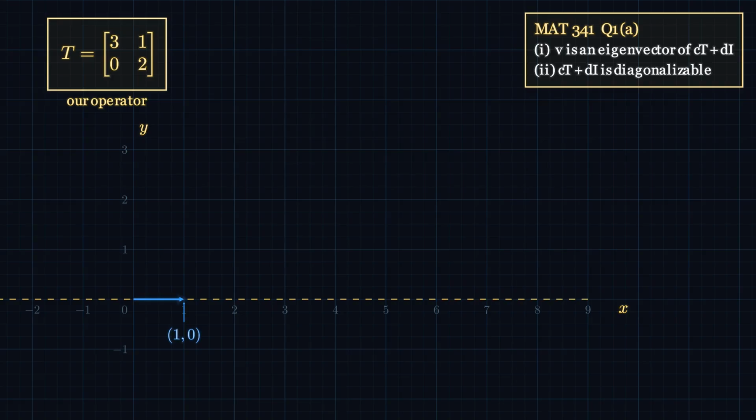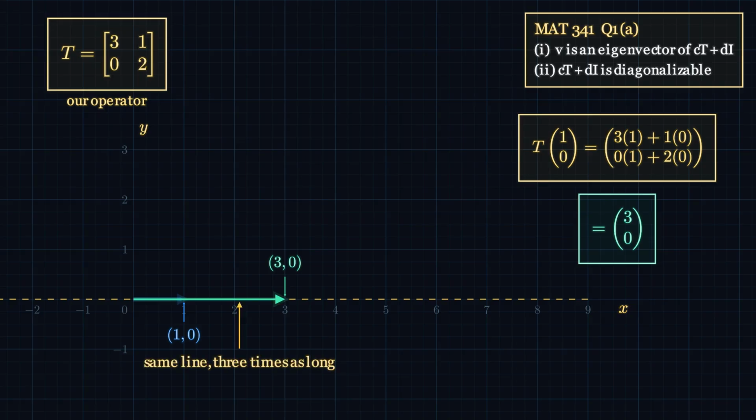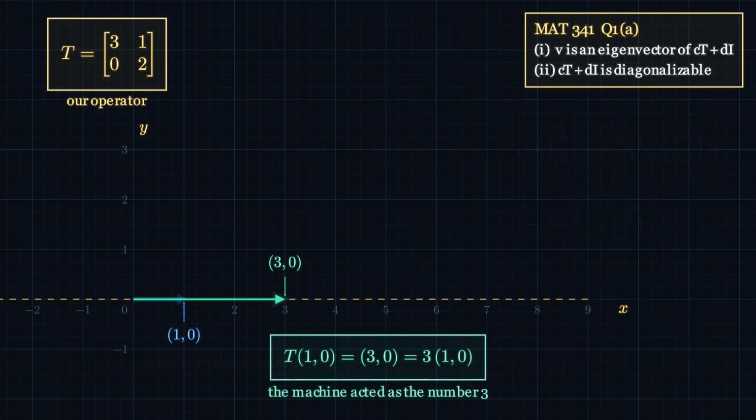But now, feed the same operator a different arrow, the arrow pointing to 1, 0, straight along the horizontal. The output is the arrow to 3, 0. Stop. Look at where it landed. It is on the same line, same direction, 3 times the length. The operator, which turns almost everything, could not turn this arrow. For this particular direction, the whole complicated operator collapsed into something you already understand completely: multiplication by the ordinary number 3.